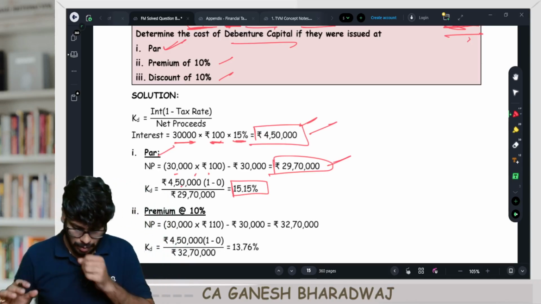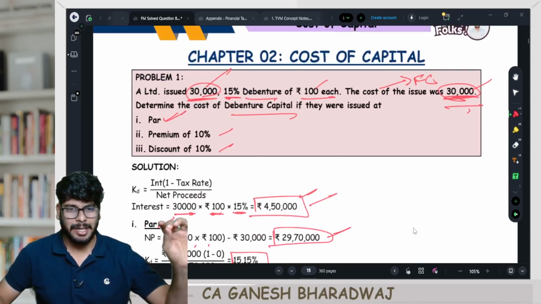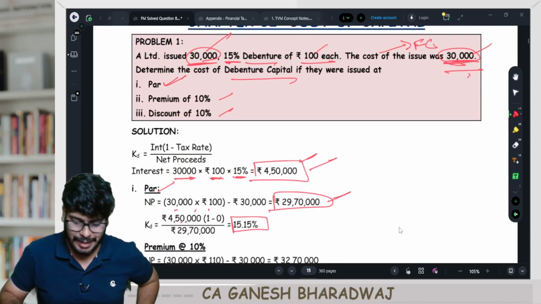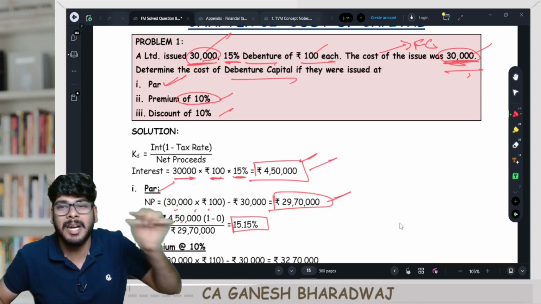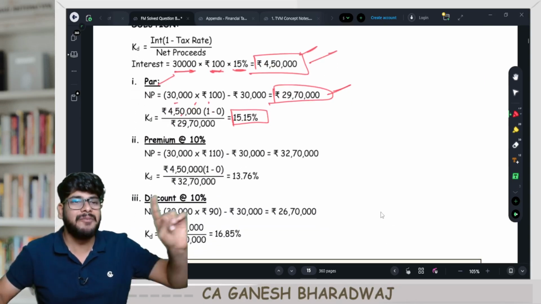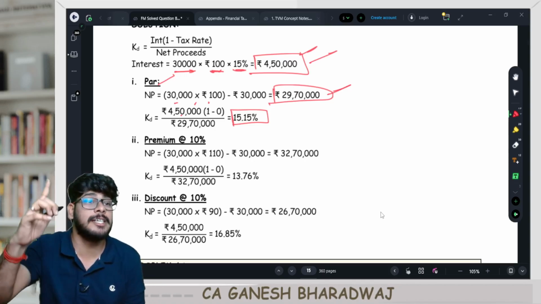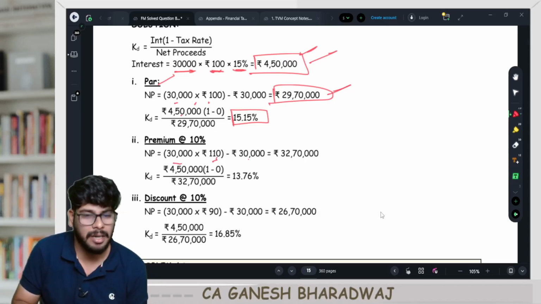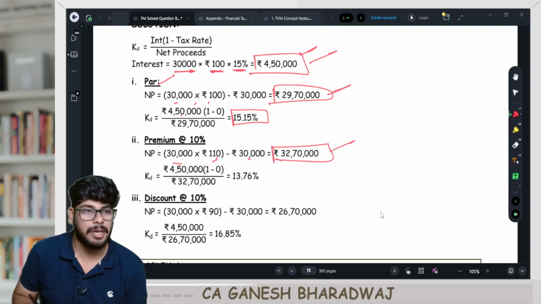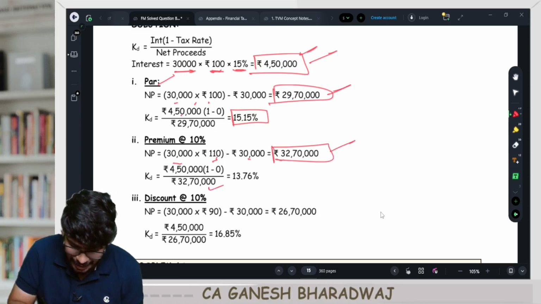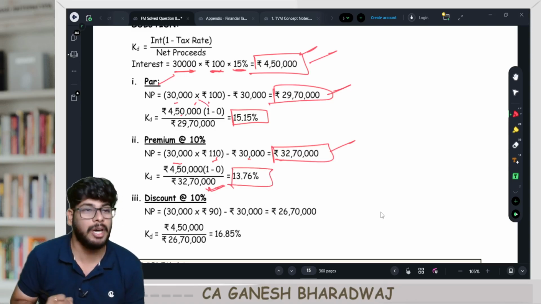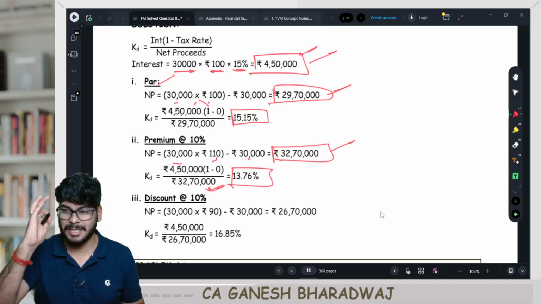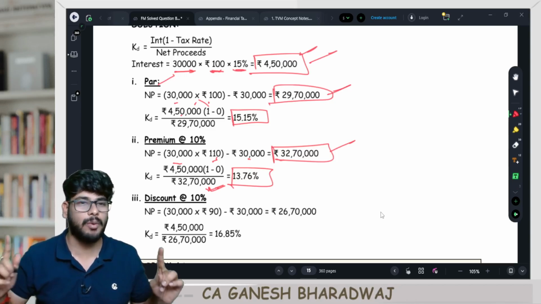Done? Now, guys, all the calculations are exactly the same. But in case the company issues the debentures at a premium of 10%, what will happen? Only the denominator, net proceeds, will be different. Correct? Every debenture is now issued at 110 rupees. So 30,000 into 110 minus 30,000, net proceeds will become 32,70,000. That alone you put in the denominator. Everything else will be the same. So now the cost becomes what? 13.76% is going to be your KD. Are you able to understand this?